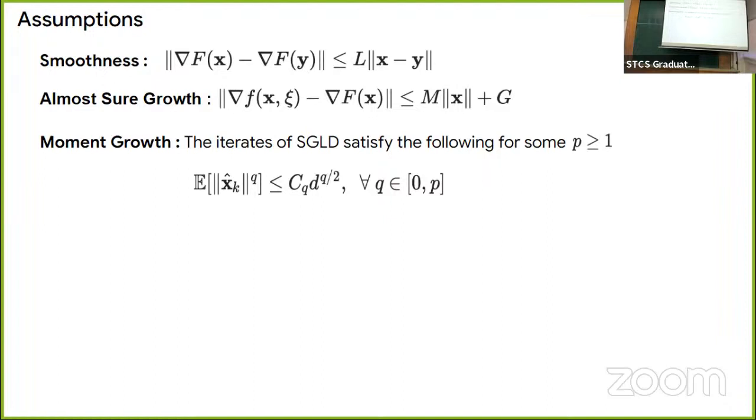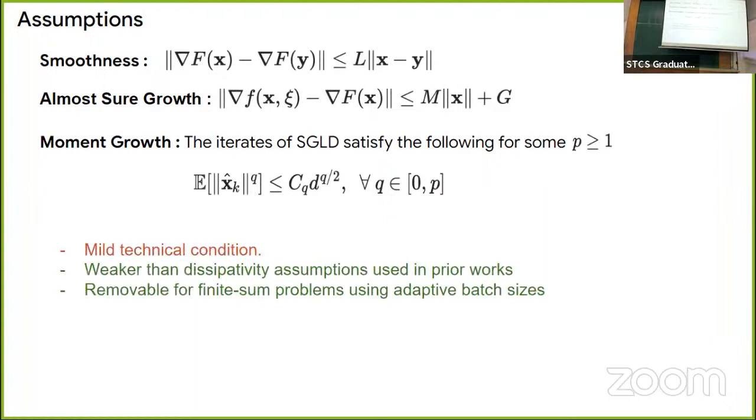So why is this d to the q over 2? It's because if each coordinate is of the order 1, then the qth norm to the power q will be of the order d to the q over 2. So this also makes sense. Okay, so these are mild technical conditions, and this is weaker than the dissipativity used in previous works. And we can remove this for finite sum problems. That is, this non-standard assumption can be removed for finite sum problems using adaptive batch size. That is, when I detect that the variance is high, I can just make my batch size a little higher so that I don't need these higher order moment conditions.